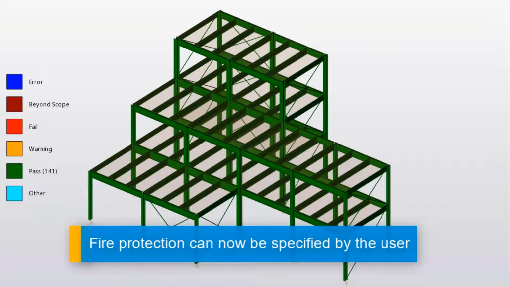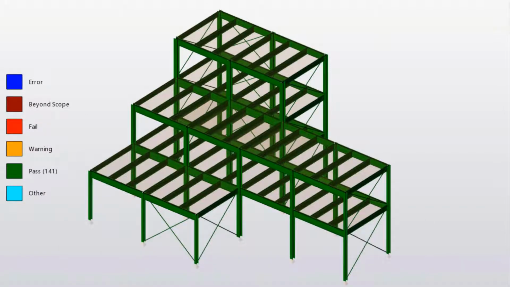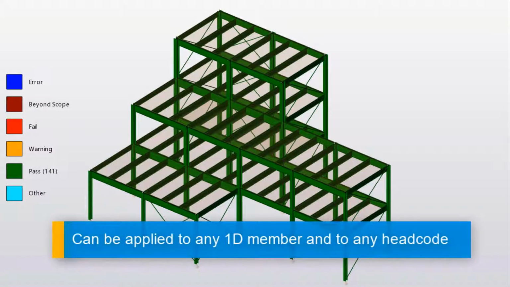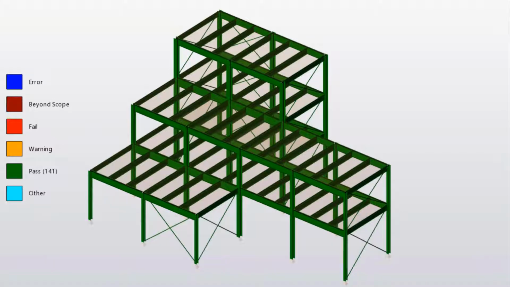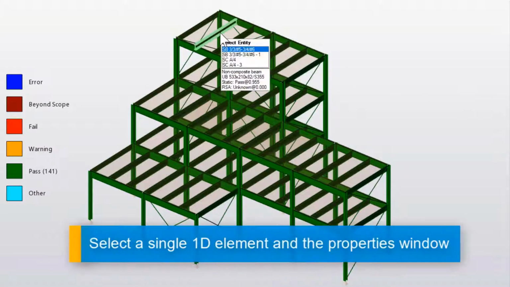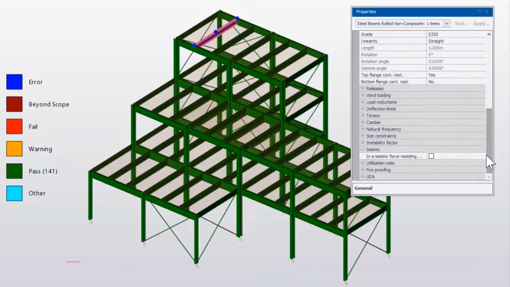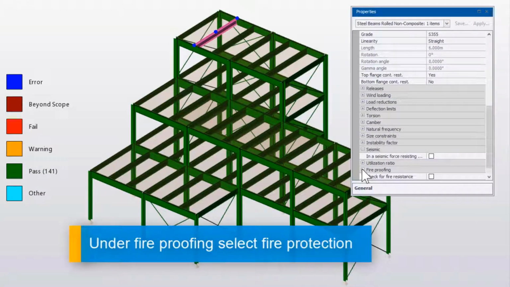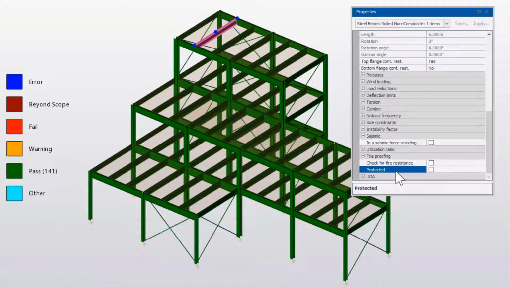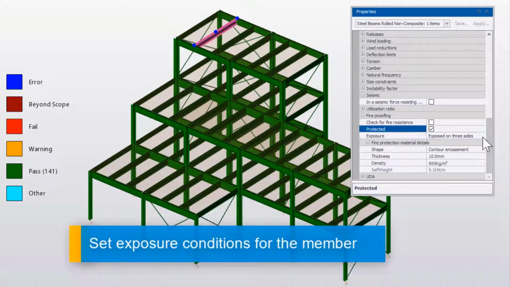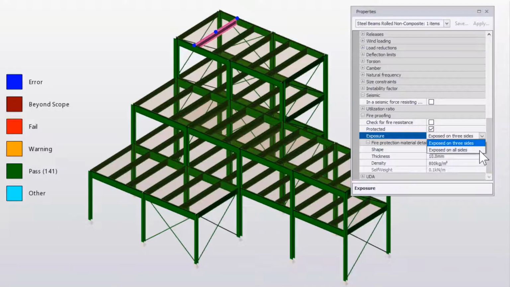Fire protection. Fire protection can now be specified in the analysis and design model by the user, can be applied to any 1D member and is applicable to any head code. Selecting any 1D member in the model, under fireproofing, select fire protection. Options to set the exposure conditions, fully surrounded or only on 3 sides.